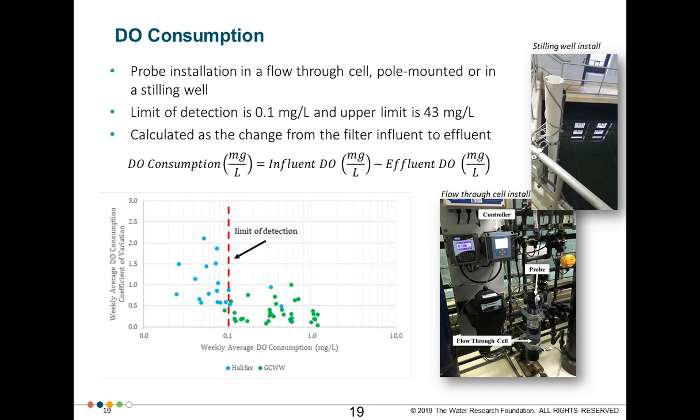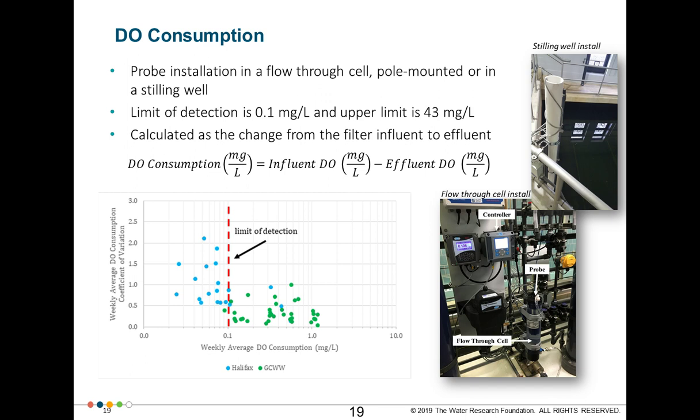We did find that the limit of detection for DO consumption was 0.1 milligrams per liter. That's shown in this graph here on the lower right, where we graphed the weekly average DO consumption coefficient of variation versus the weekly average DO consumption. And essentially we saw a lot more scatter in the data when there's much lower DO consumptions, and that means you're really approaching that limit of detection.